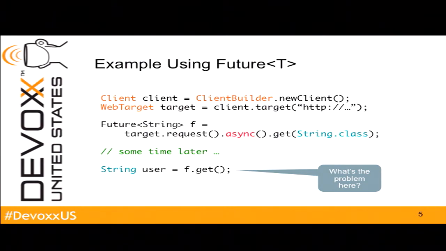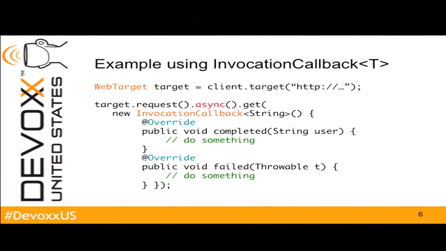So because of that shortcoming, we said, well, this may be sufficient for some applications, but other applications may prefer the alternative to polling, which is callbacks. And this is why we introduced the invocation callback mechanism. So with invocation callback, this is a JAX-RS specific type.